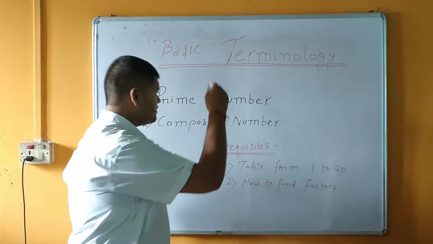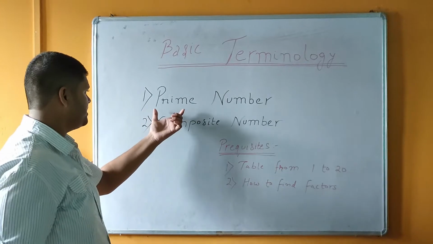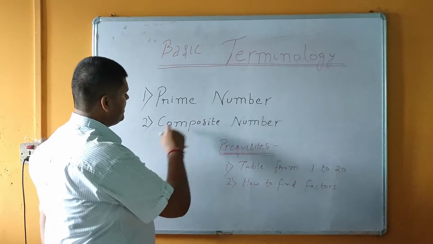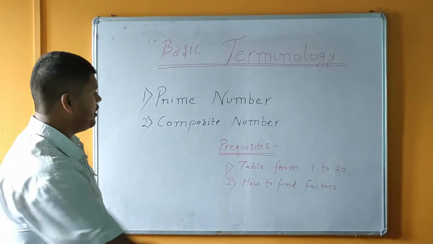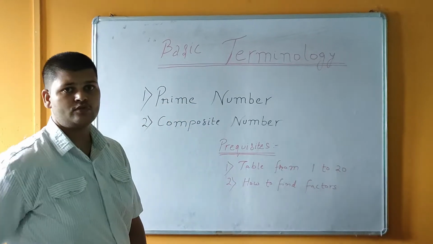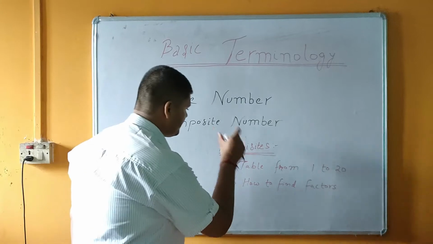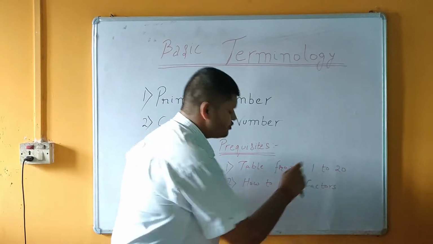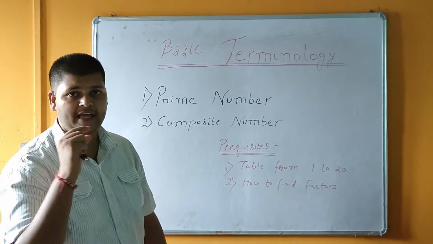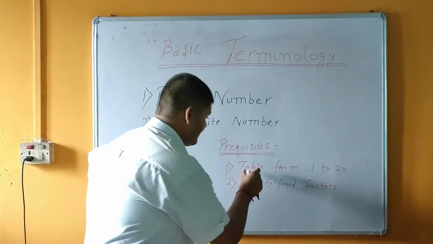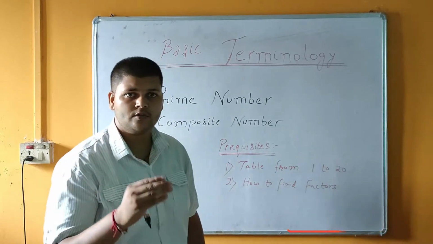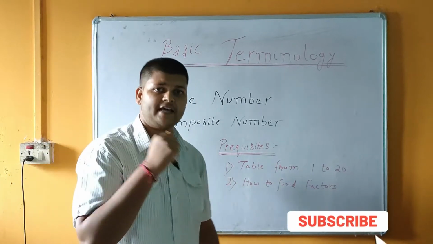In today's class we are going to see these two terminologies: prime number and composite number. In order to understand these two terminologies, you require prerequisite knowledge. What is that? Table from 1 to 20. You need to memorize it. When I say table, I am talking about the multiplication table from 1 to 20. You need to memorize it.